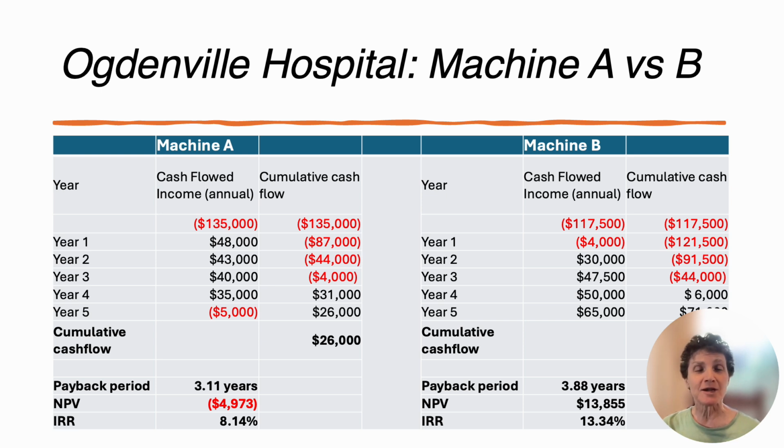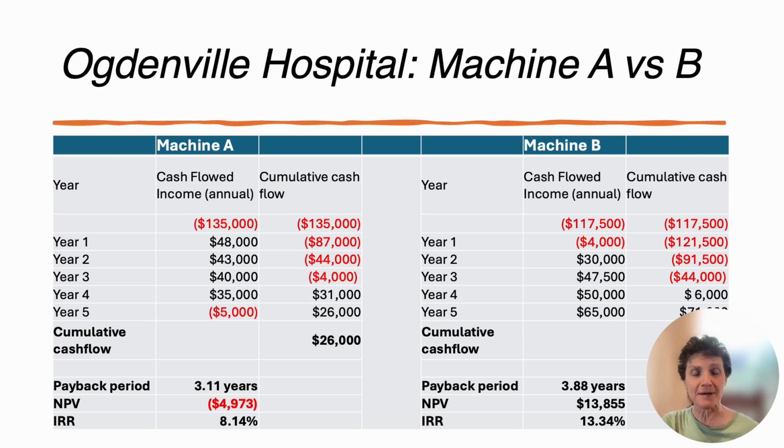If we're interested in the cumulative cash flow, we can see from my calculations that this is $26,000 for machine A and $71,000 for machine B at the end of the 5-year economic life. Neither machine has any scrap value, so machine B is $45,000 ahead in cumulative cash flow.